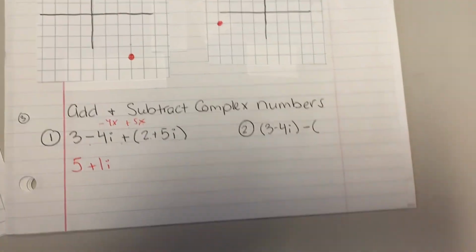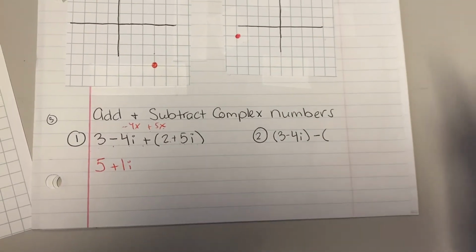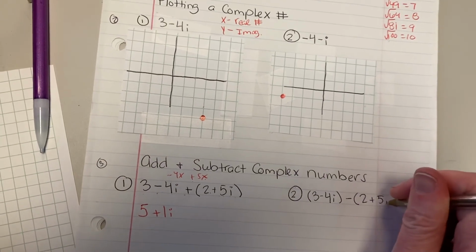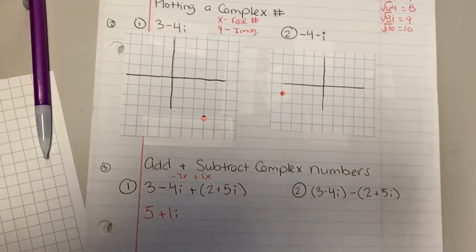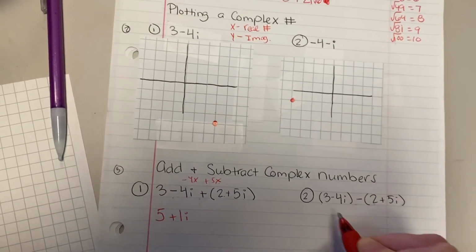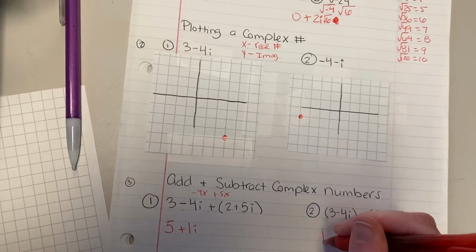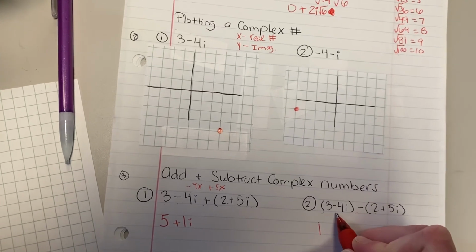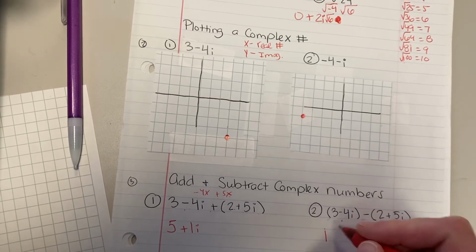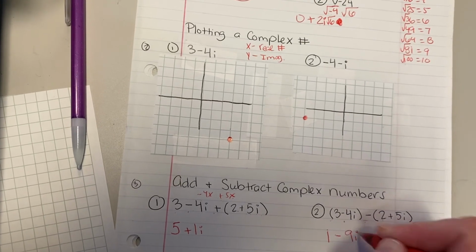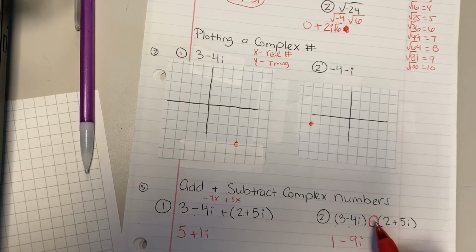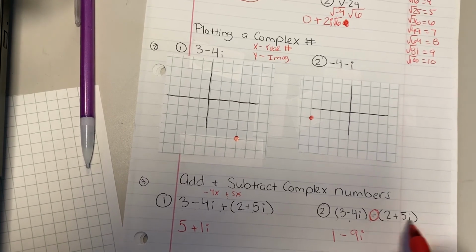Okay, and let's subtract. I gotta finish writing the problem. 2 plus 5i. Okay, so I have 3 minus 2. 3 minus 2 is 1. -4i minus 5i is -9i. Don't forget your minus sign is in that middle, so whatever you say, that minus sign has to come before you can use one of these numbers.